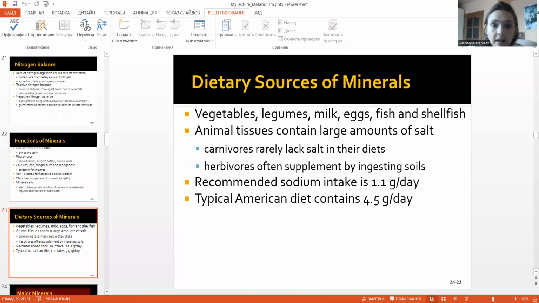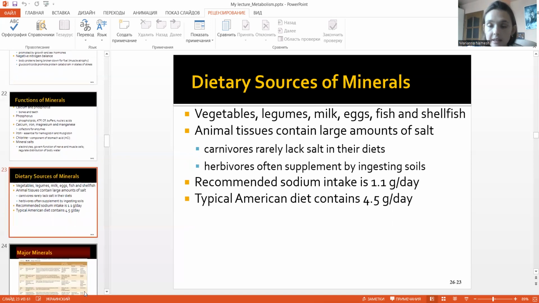On the next slide, the dietary sources of minerals are presented. They are vegetables, legumes, milk, eggs, fish. Animal tissue contains a large amount of salt. The recommended sodium intake is approximately 1.1 gram per day. You could compare this with a typical American diet, which contains about 4.5 gram per day. It's rather higher than what should be present in our daily food intake.